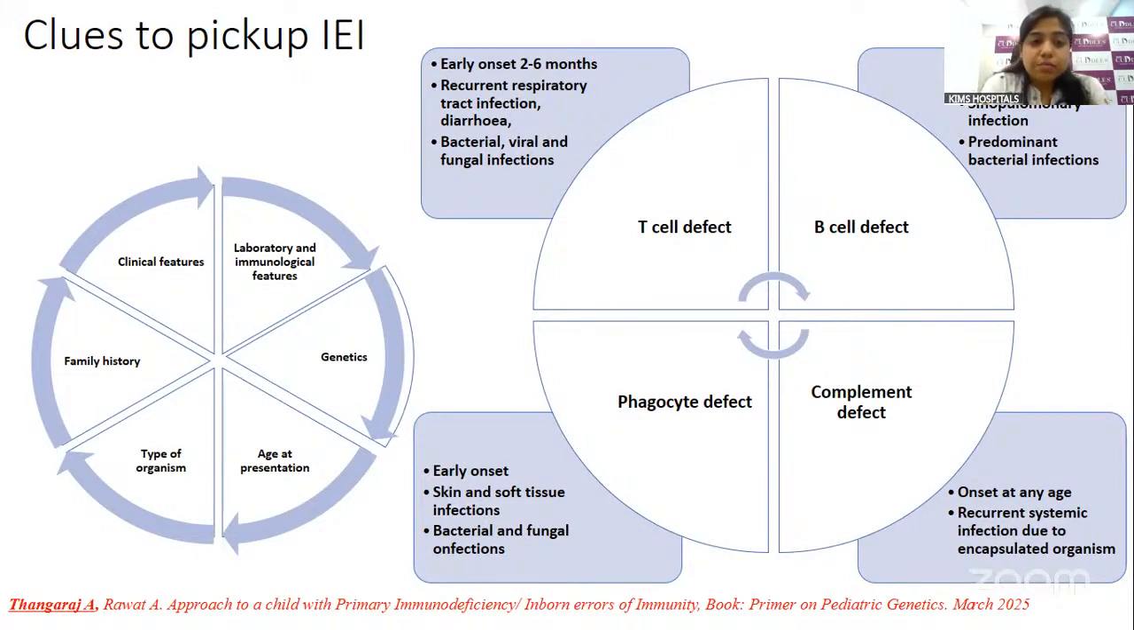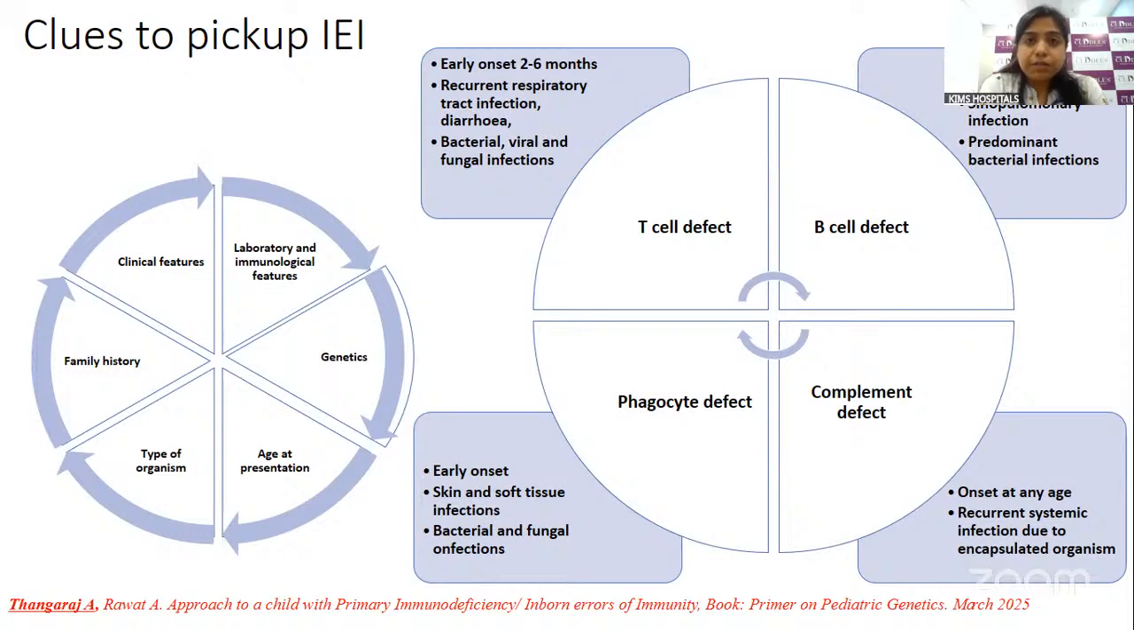And what are the organisms that the child has got, because based on the organism, we will be able to pinpoint which arm of immunity has been affected. And the age of presentation, definitely, because T cell defects have a very early presentation, and B cell defects are generally protected in the initial 5 to 6 months because of maternal antibodies. And finally, there are a few laboratory features that give us a clue, and immunological investigations that help us pinpoint the diagnosis. And genetics is, of course, the mainstay of diagnosis.